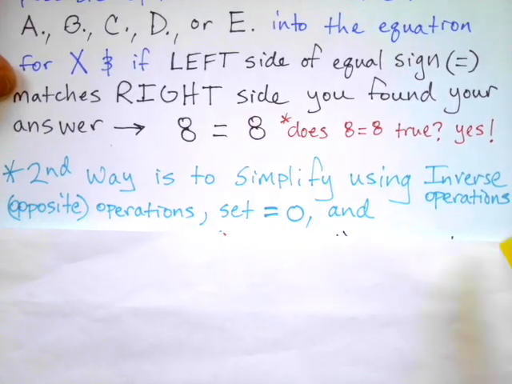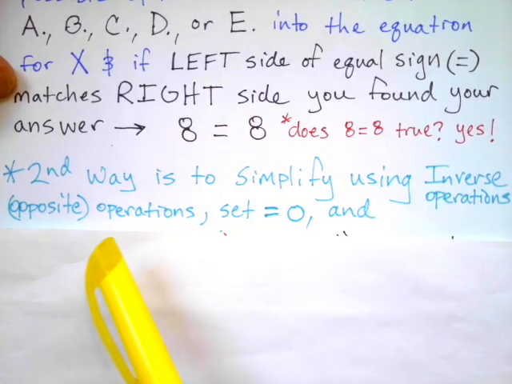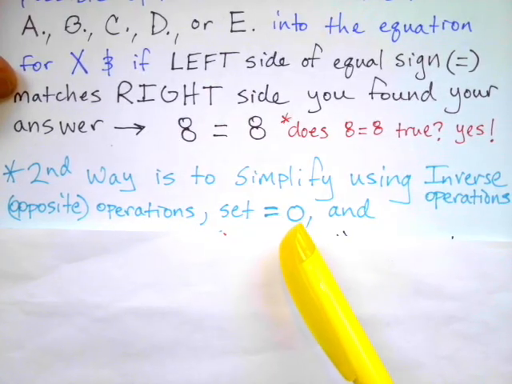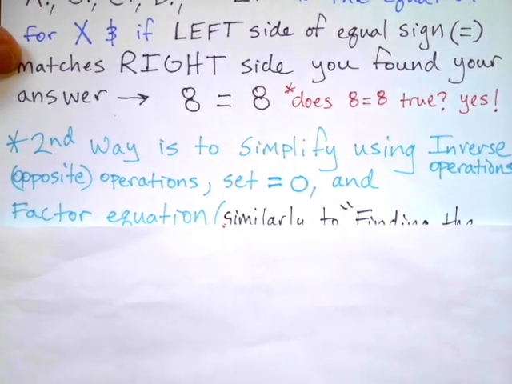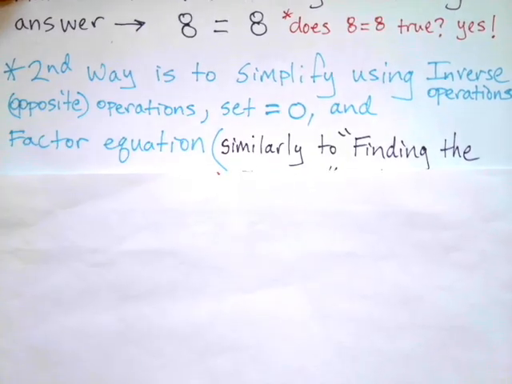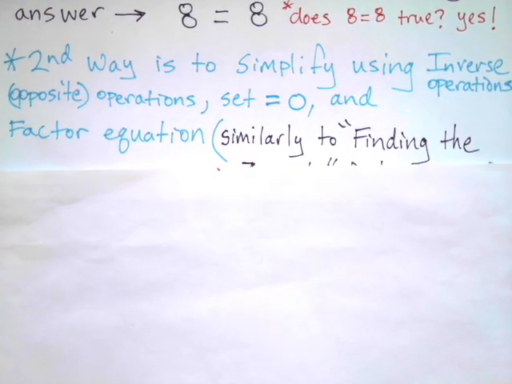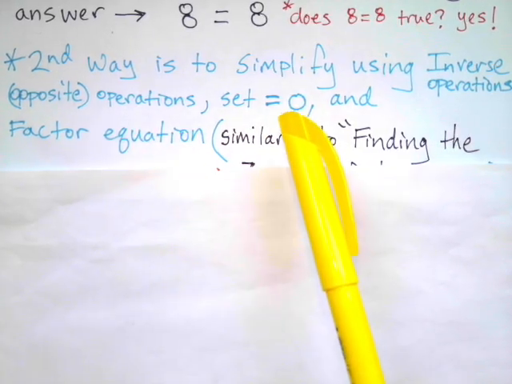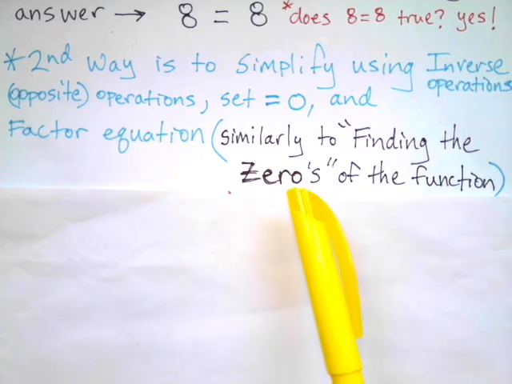The second way, again, like I mentioned earlier, is to simplify using the inverse operation. What does inverse mean? Inverse means opposite, right? So you would solve using opposite operations, set it equal to 0, and then you would, we got a little shaking going on here. I apologize for the shaking. You would then factor the equation after setting it equal to 0. Again, similar to finding the zeros of the function.